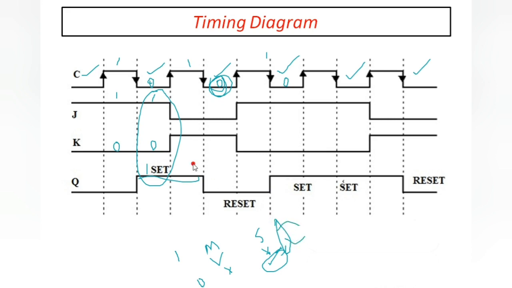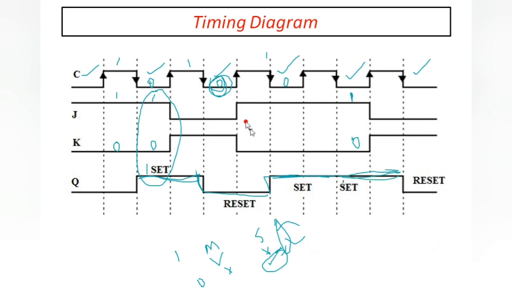So it changes means nothing but toggles. So here it is 1. It becomes 0 here. Again at this point it is going to be toggled. Again at this point, see here, J is 1, K is 0. J1, K0 means set. Already it is in set condition. So no change here.